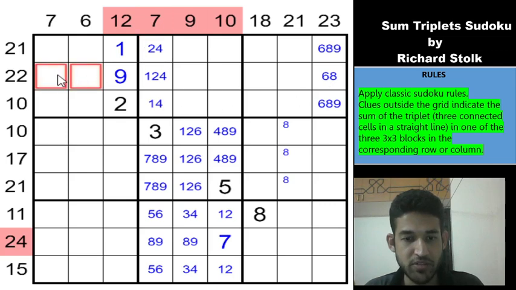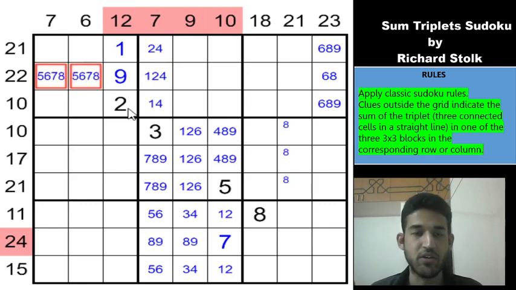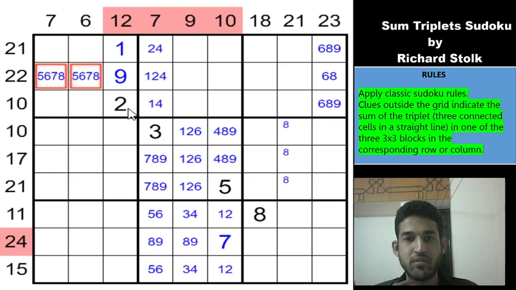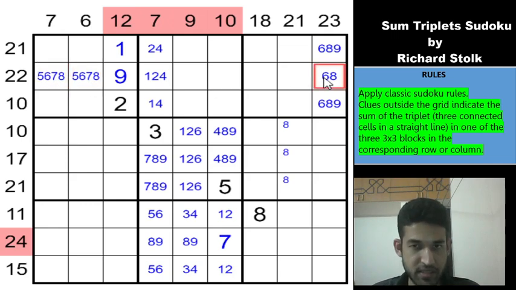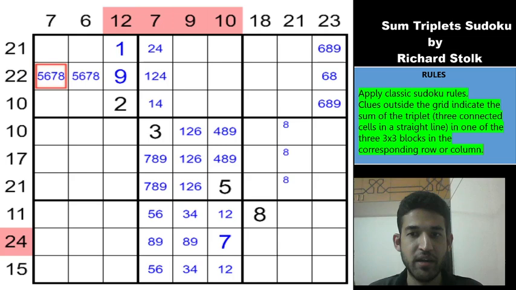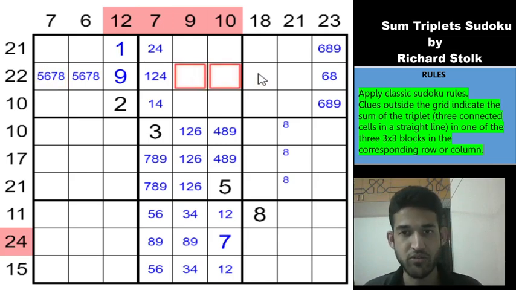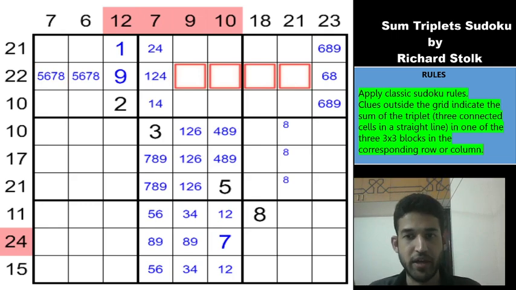And now these two cells must either be 5 plus 8 or 6 plus 7, okay. So if this is 5 plus 8, this would be a 6, and if this is 6 plus 7, this would be 8. So in both the cases, 6 and 8 will be in one of these two of these three cells, right? So 6 and 8 cannot be in any other cells in that row.